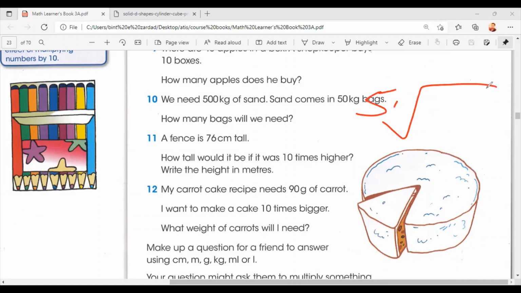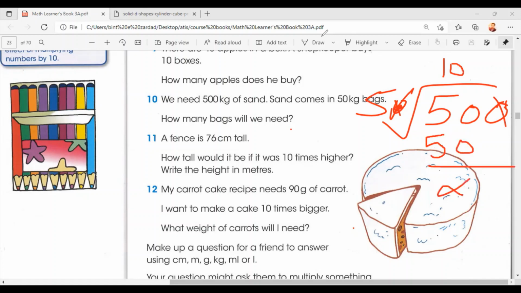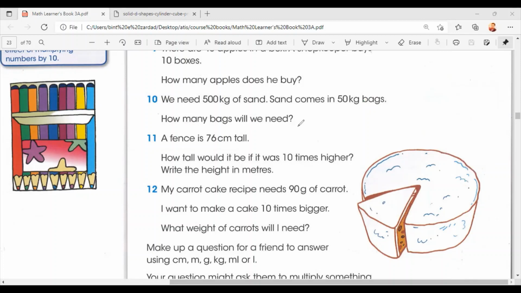500 divided by 50. You see in both numbers we have 0. First you can skip 0, cancel 0 with 0. So now we have here only 50 divided by 5. You can see here, so 5 times 10 is 50. Like this we can also find. So 10. So how many bags will we need? 10 bags.